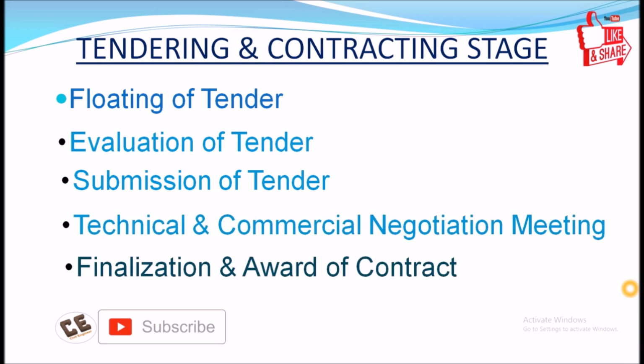Next one is the finalization of the award of contract. After that we finalize the contract and award the contract to the selected contractor. So these are the points. This is the tendering and contracting stage.